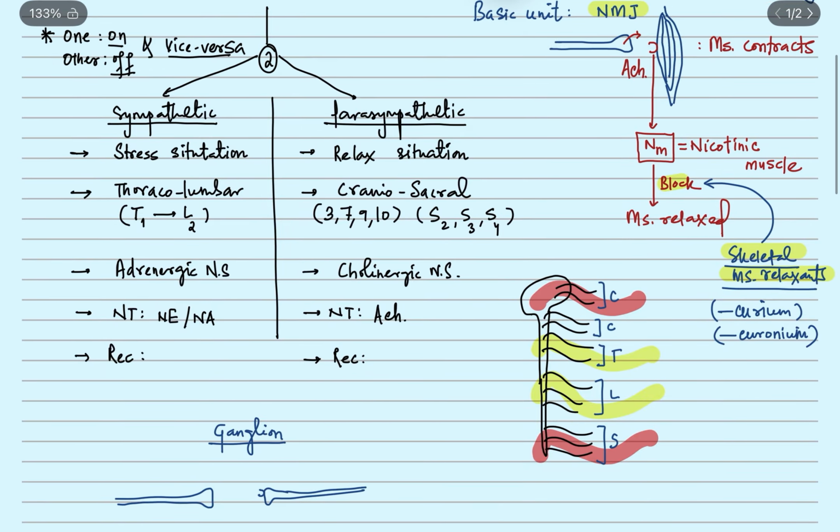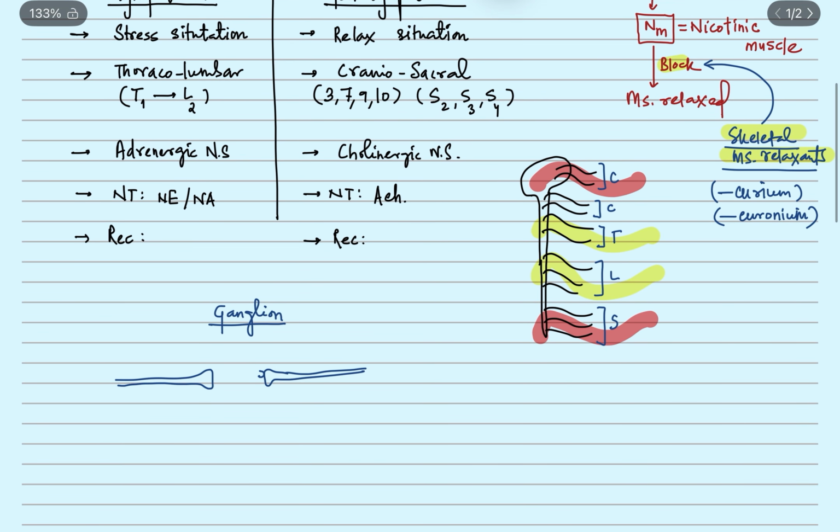And as we discussed, acetylcholine will interact with a receptor to produce its action, that is a nicotinic NM in case of the somatic nervous system. The autonomic nervous system also has some receptors to be acted upon by the neurotransmitter. The receptors present in the sympathetic nervous system are alpha and beta, whereas the parasympathetic receptors are muscarinic receptors.